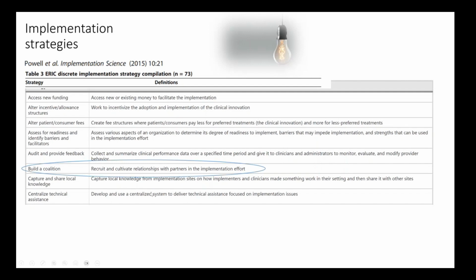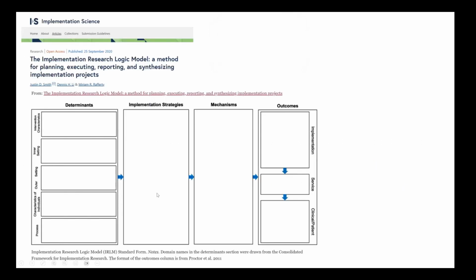And so in this case we might say, well, leadership's really important. We're going to build a coalition. We're going to create and cultivate relationships. Instead of with partners, we're going to focus on leaders. So you might do that. And then there's even logic models. This one is actually very useful at the end of studies, I think, but you might use it to work out how this might work.